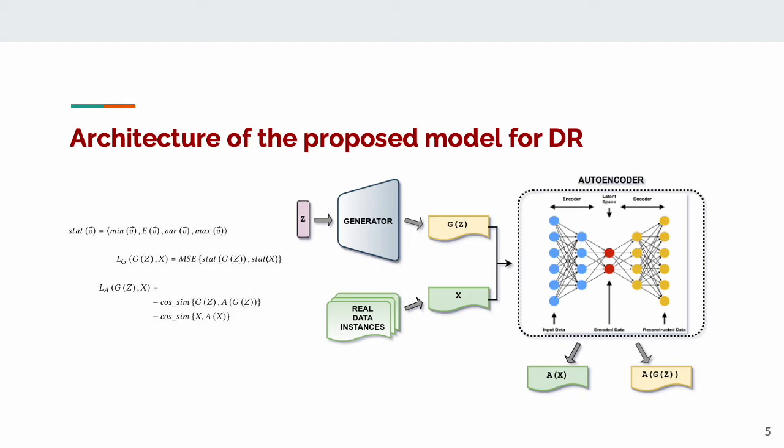As you can note, the generator tries to minimize the mean square error among the statistics of the generated instances and the statistics of the real instances, while the autoencoder tries to maximize the sum of the cosine similarity among the synthetic data and the reconstructed synthetic data, and of the cosine similarity among the real data and the reconstructed real data.